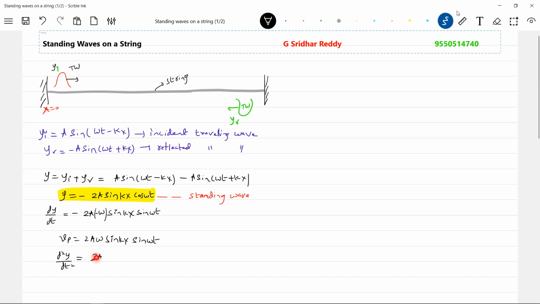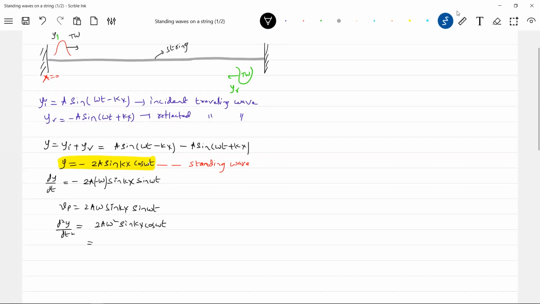If I differentiate again, what do we get? We'll end up with 2a omega square sin kx, sin omega t. If I replace this, this will become, look at this, acceleration.